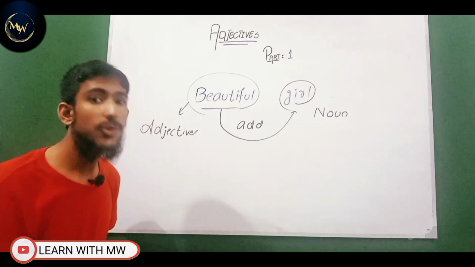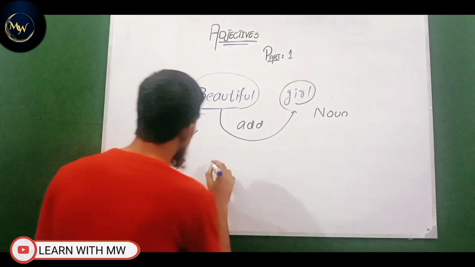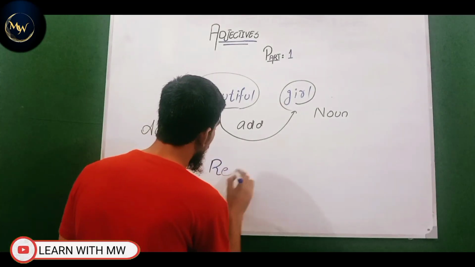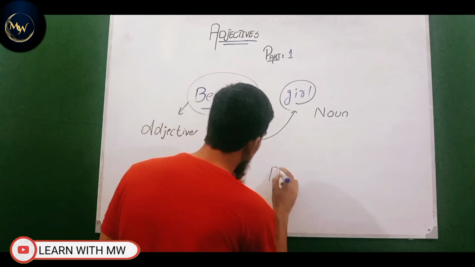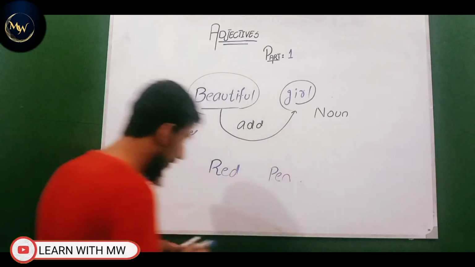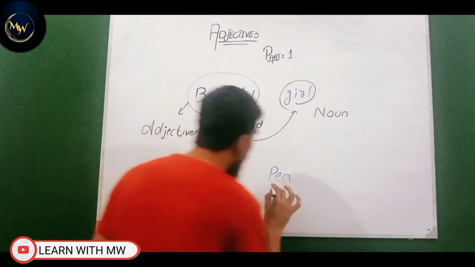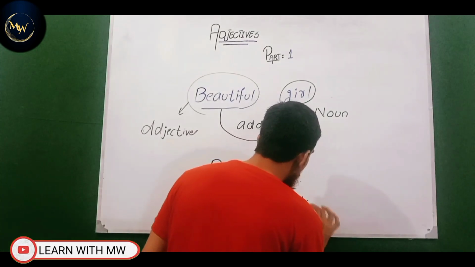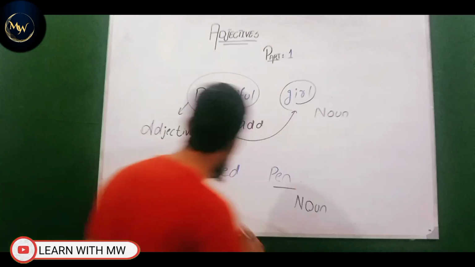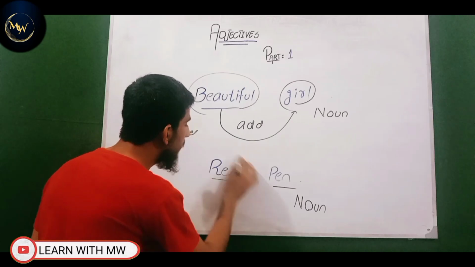Look. So we will look at it again. I'm writing the second example. A red pin. So look at viewers, pin is basically a name, and what we call names, naming words, are basically called nouns. So look at red. What does red do?